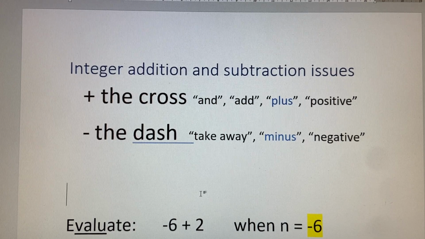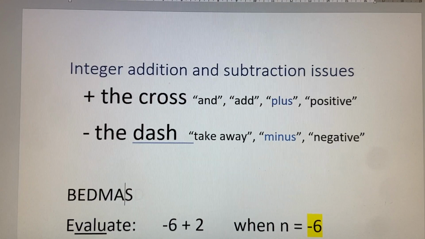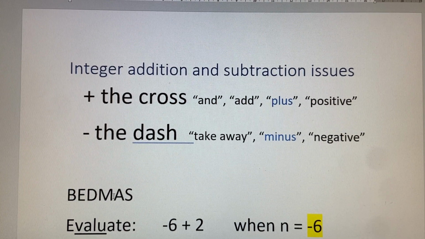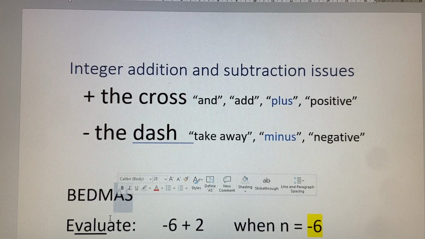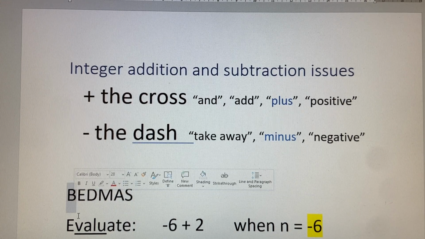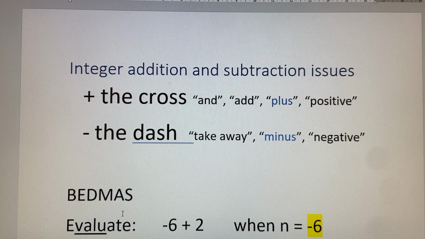BADMAS is an acronym: brackets, exponents, division and multiplication, and lastly addition and subtraction, which are done from left to right or in this priority. So brackets or parentheses, depending on what language area you're from.